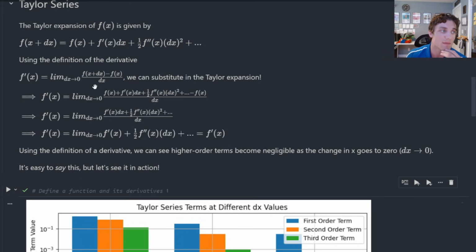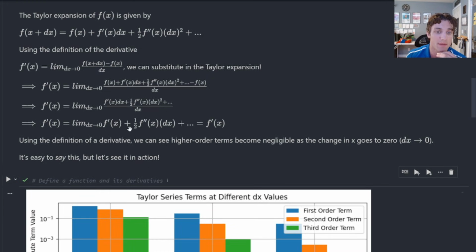And what you'll see very clearly is if we plug in this expansion, then f of x cancels out with f of x, and we're left with this limit as dx approaches 0. We can divide out the dx from this first order term, the second order term, and so on. And then we're just going to be left with the limit as dx approaches 0 of f prime of x plus 1/2 second derivative of f times this differential term, but we haven't applied the limit yet. So when we apply the limit, you'll see that we actually just end up with the derivative.